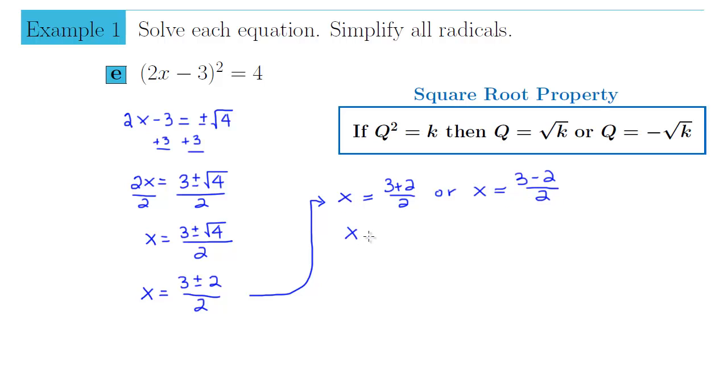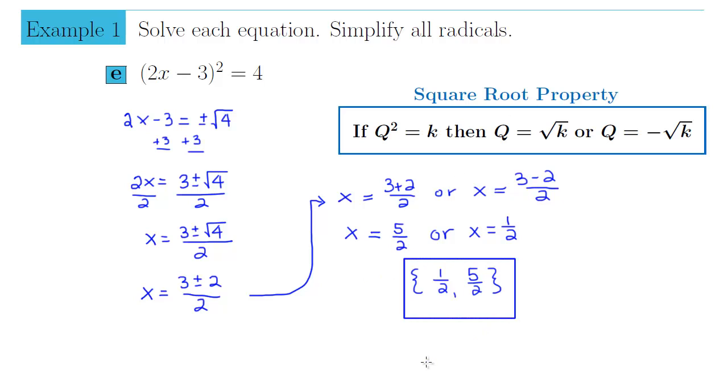X equals 3 plus 2 over 2 is simply 5 over 2, or 5 halves. X equals 3 minus 2 over 2 is simply 1 half. That means the two solutions that solve this quadratic equation are 1 half and 5 halves. Let's box that answer, that solution set. You can check your answers.